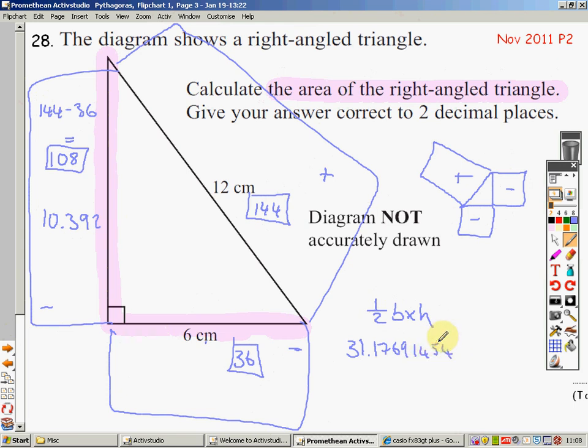That gives me 31.1769144. They've actually asked for it to 2 decimal places, so we're going with the chop. 1, 2, there it goes. Looking at that, this number here is more than halfway towards 0.18 rather than 0.17, so I've got to round it up to 31.18 centimeters, and don't forget it was an area, so it's centimeters squared.